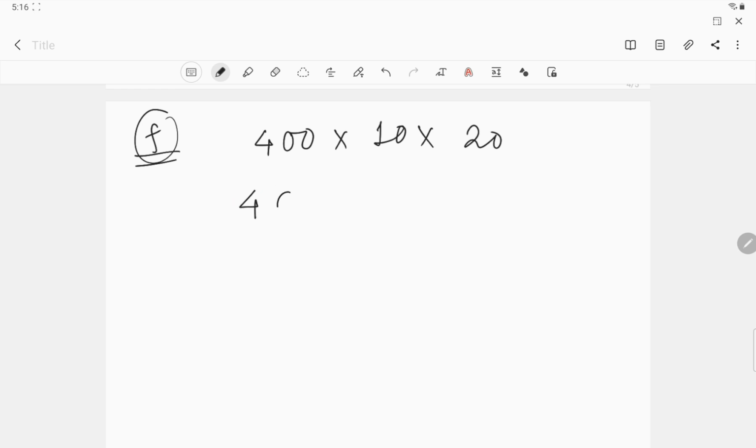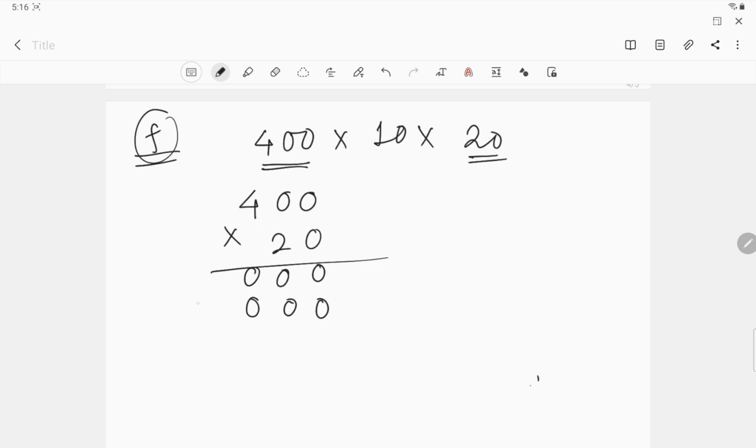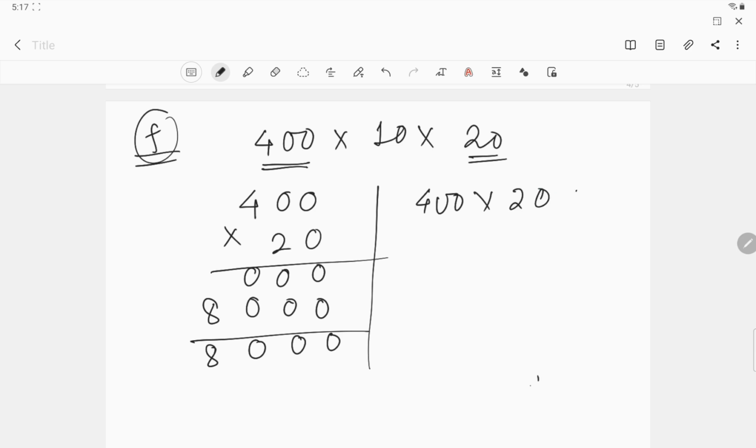Now I'm solving question number F. I'm choosing the first number and the third number; you can multiply any two numbers. Zero times... 0, 0, 0. Because 2 is in the tens place, it would be 0. 2 zeros are 0, 2 zeros are 0, and 2 fours are 8. Or as I told you, 400 into 20. Because in these two numbers there are zeros, how many zeros are on the right side in each number? 1, 2, 3. So write down three zeros in the product and now multiply 4 by 2. You will get 8. So simply, orally you get this product.